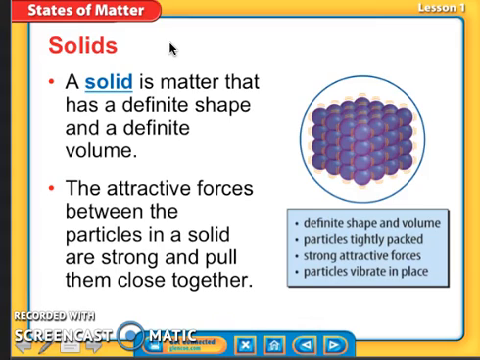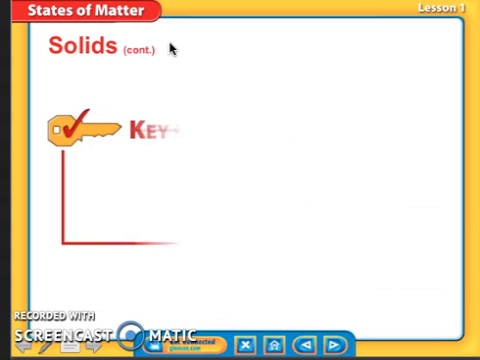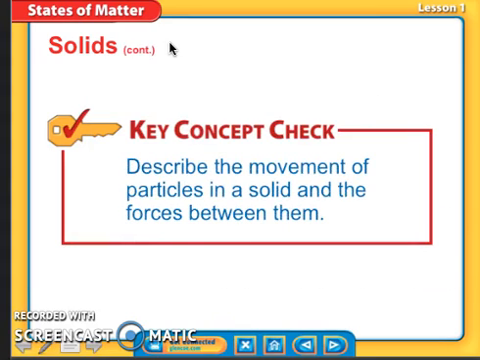Again, I need you just to write the definition at the first bullet. So, describe the movement of particles in a solid and the force between them. Somebody can answer that. Think about it. Basically, the particles vibrate in place and they're very close together.